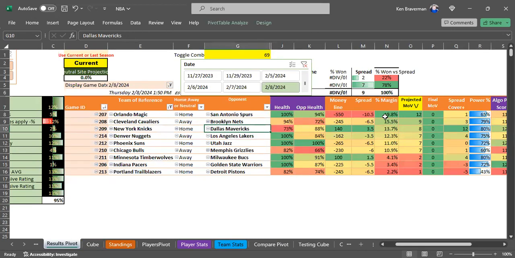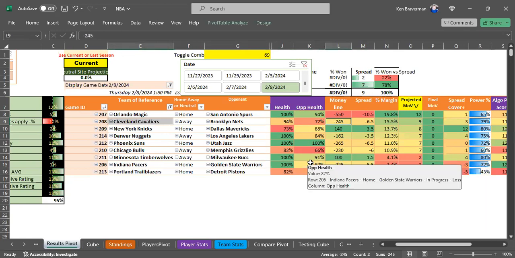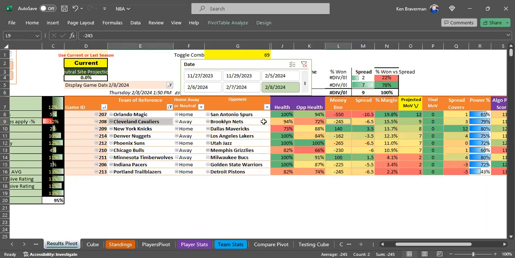But just looking at one combo first, Magic are in a terrible line, but they are supposed to win. But that line's awful. Cleveland against an injured Nets, -245. This is probably a good win. This is reminiscent of the Toronto game yesterday, although Brooklyn has more injuries. Margin here, 15%. That's pretty strong. So Cleveland to win would be on here.